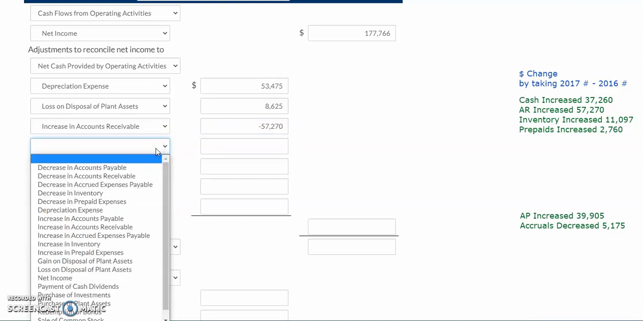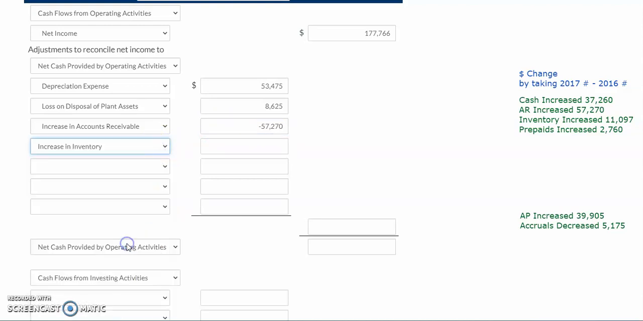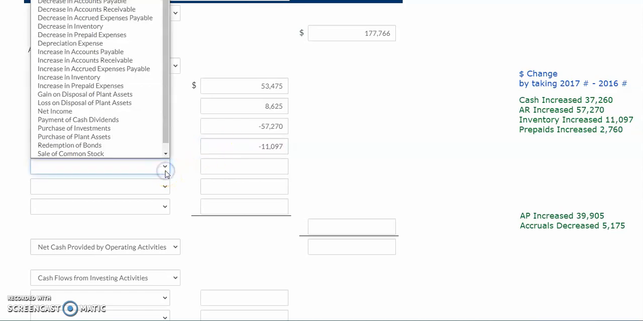Then we notice that there is an increase in inventory. That means that we've sold some inventory, but we've also spent additional cash replenishing that inventory. So that would be a cash outflow, and we're going to subtract that. We also notice that our prepaids increase.